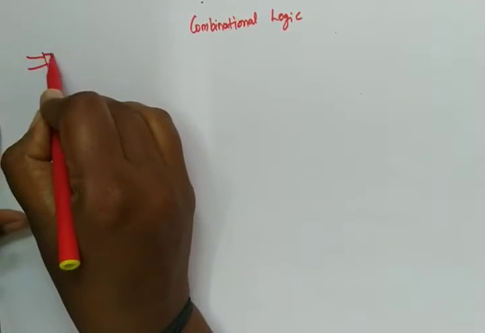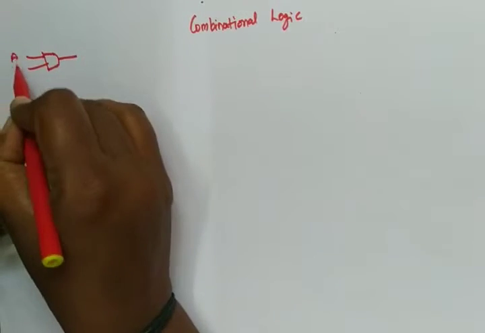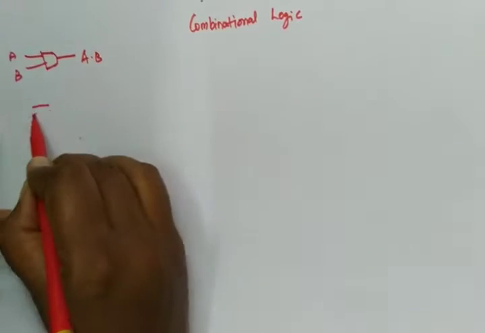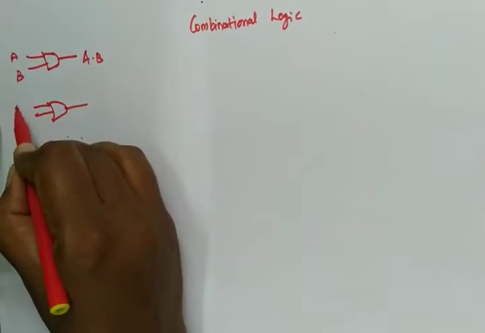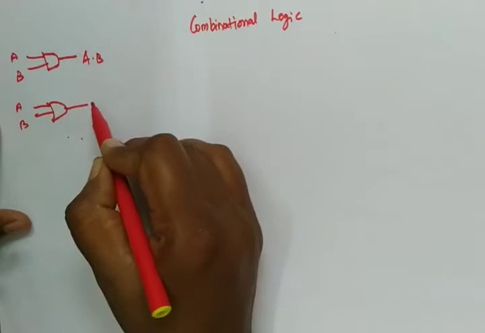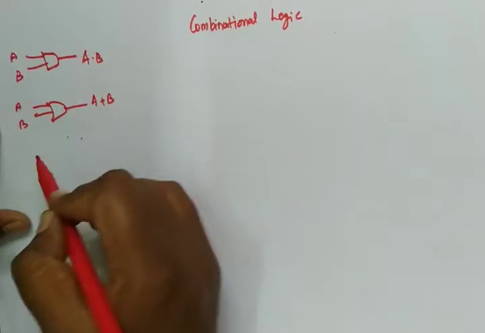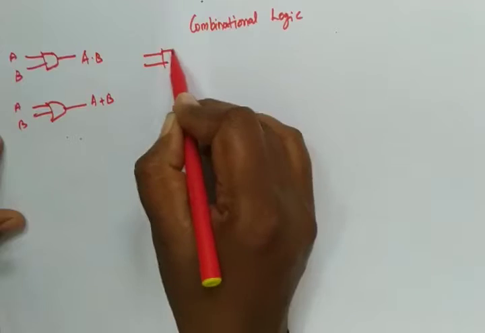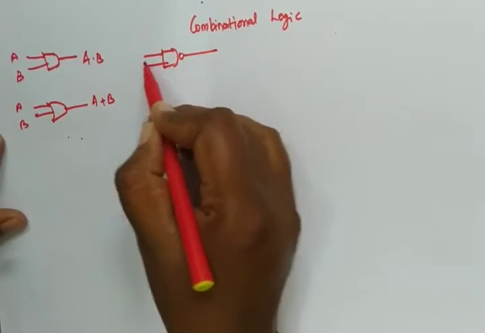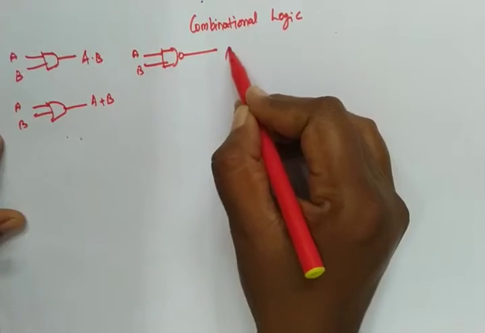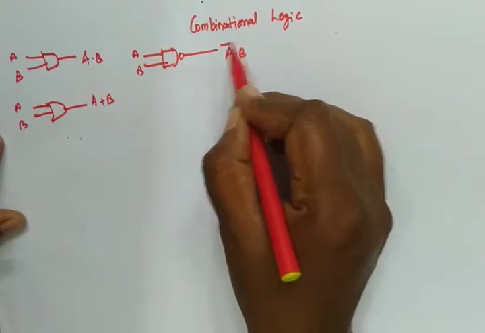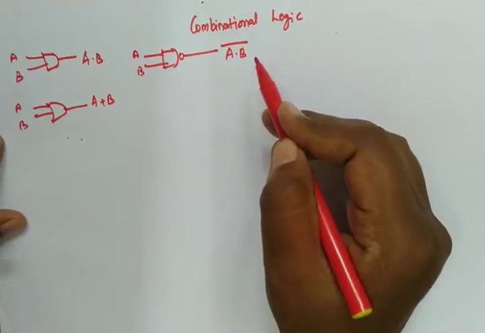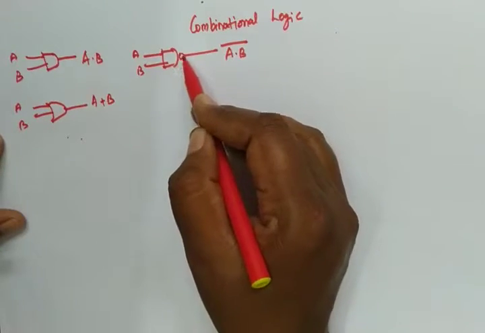So this is the AND gate. If we give input as A, B, that produces A into B. This is the OR gate. If you give input as A, B, then the output will be A plus B. Then if it is an AND gate and we use a bubble after this, it becomes a NAND gate, that is A dot B the whole bar. If we have 0 as input, that will produce output as 1 because we have added a NOT gate.